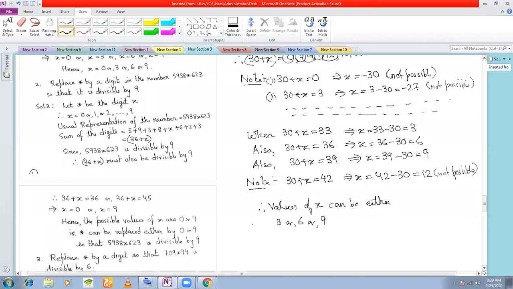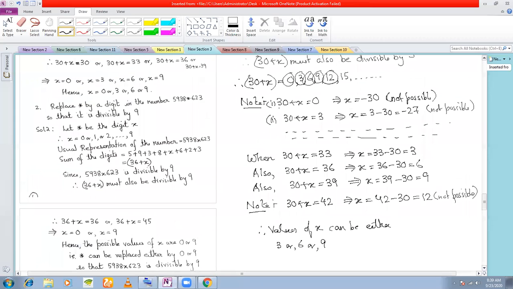Clear? Any question here in the sum? Be careful. Do all this in rough. 30 plus x is equal to 0. 30 plus x is equal to 3. Check all this in rough until you start getting digits for the values of x. Always bear this in mind in such questions that x is a digit. X is not a 2-digit number. X can be any digit between 0 to 9.